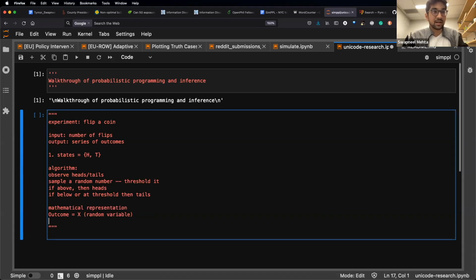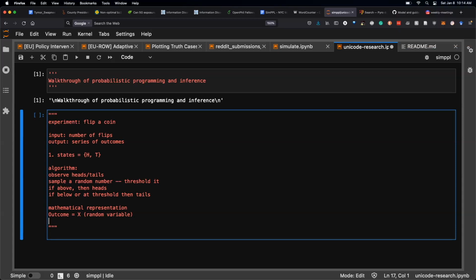So if X is a random variable, can you tell me where I might sample the values of X from? From some distribution, right? What could be the potential distributions I could sample the value of X from? Yeah, it would be Bernoulli, right? Because it's a coin flip, 0 or 1.